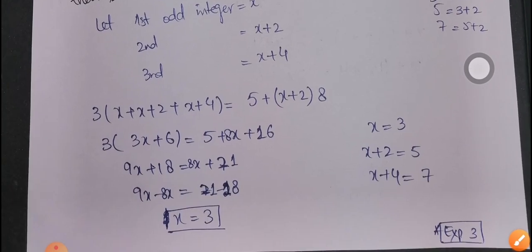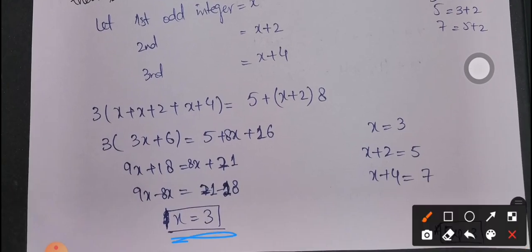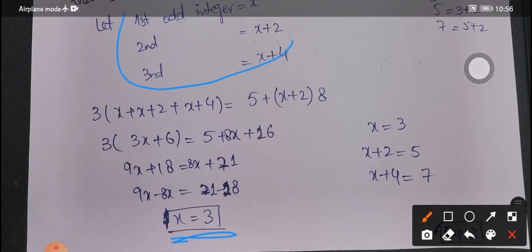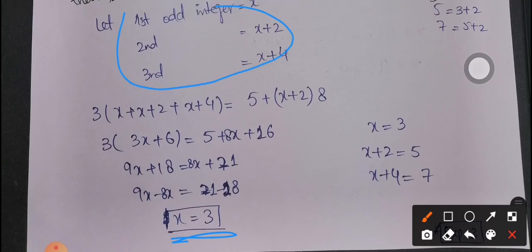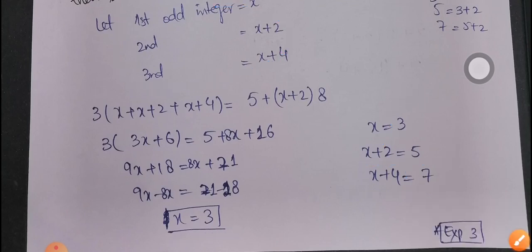When we get the value of x to be 3, this is not my final answer because I have to find the three consecutive odd integers, not a single one. So the first odd integer is 3, the second one is 5, and the last one is 7. These are the three consecutive odd integers that satisfy the given condition. You are expected to solve example number 3 on the same basis.